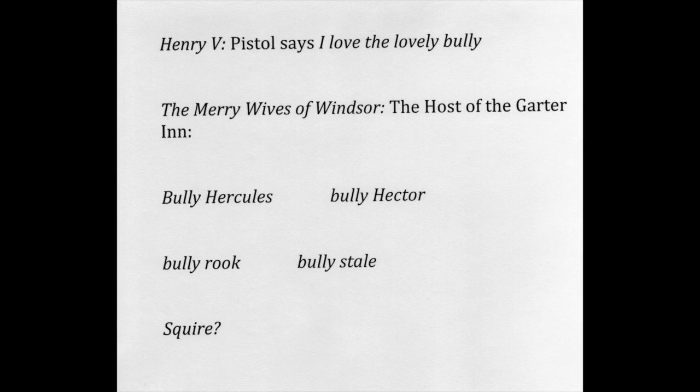At another point, he calls the French doctor Caius a bully stale. Stale meant dupe. Pistol and the host could be described as members of the drinking classes, and bully sounds just like the way to address a fellow drinker in a pub. An Elizabethan version of squire, perhaps.